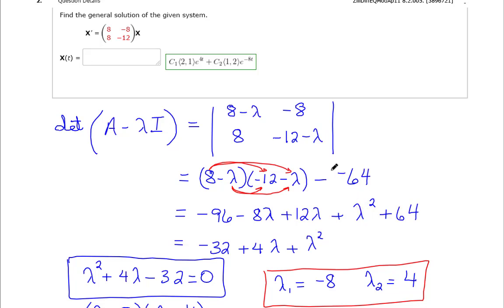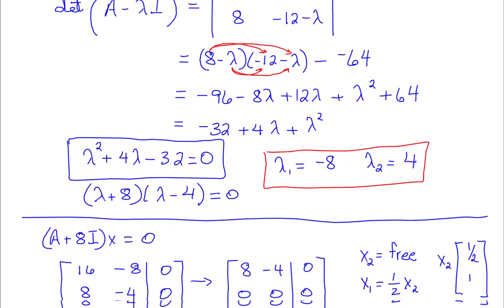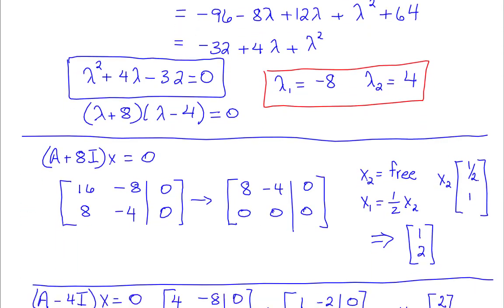And this minus a minus 64 is a plus 64, giving me the characteristic polynomial. All right. And so this is factorable as lambda plus 8, lambda minus 4. All right, and so my two eigenvalues are minus 8 and 4.